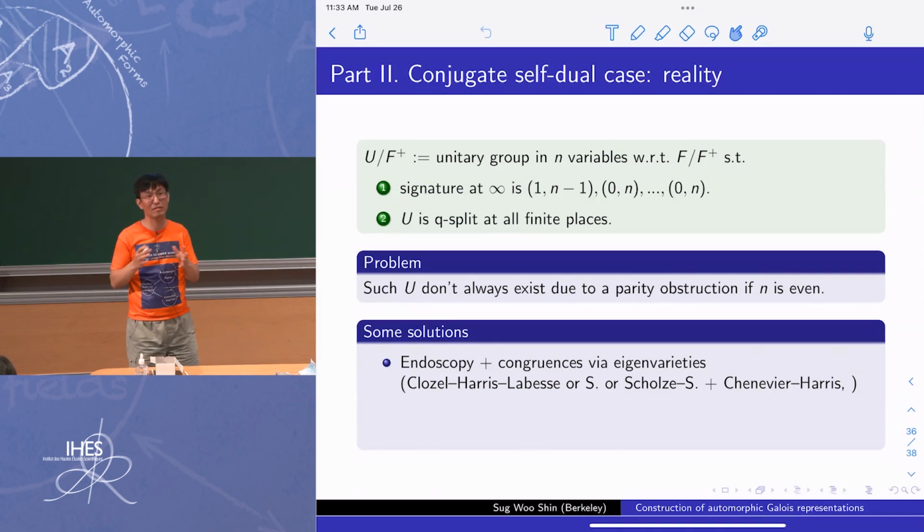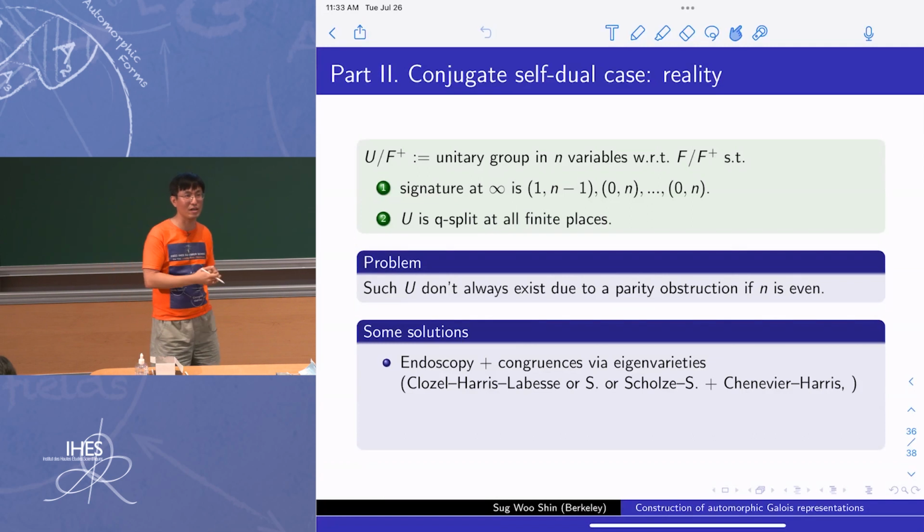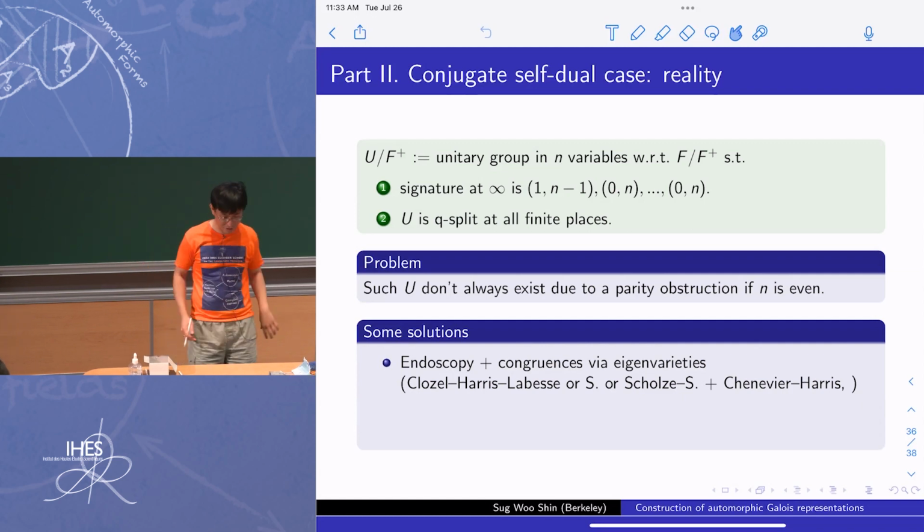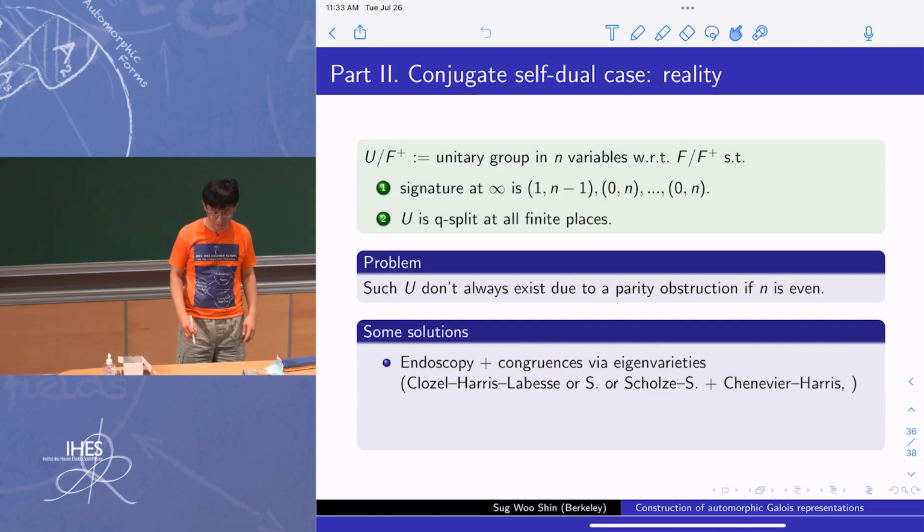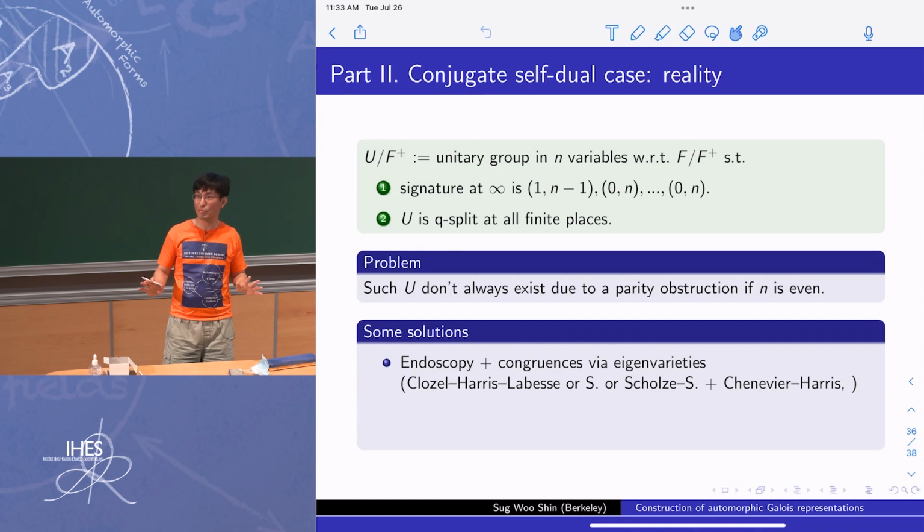But that still misses a handful of cases. So for a complete result, you also need to make some congruence argument using eigenvarieties for certain unitary groups. But that can be done and was done.